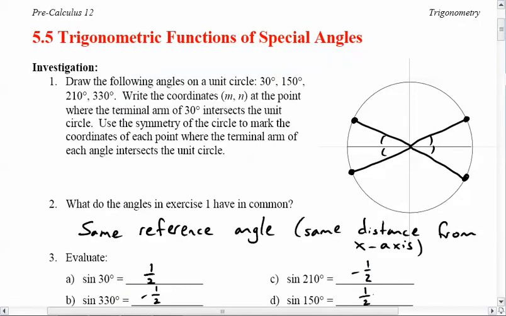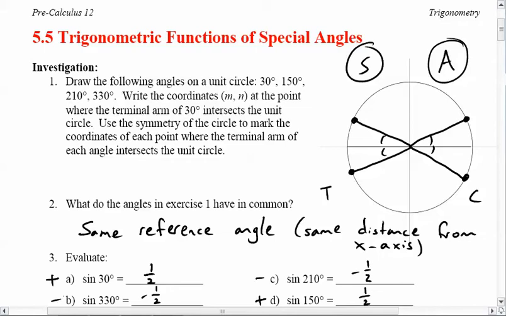So because these all have the same reference angle, they all have the same ratio. How do you know which one is going to be positive or negative? Using the CAST rule: All Students Take Calculus. Sine is positive in quadrants 1 and 2, and sine is negative in quadrants 3 and 4.